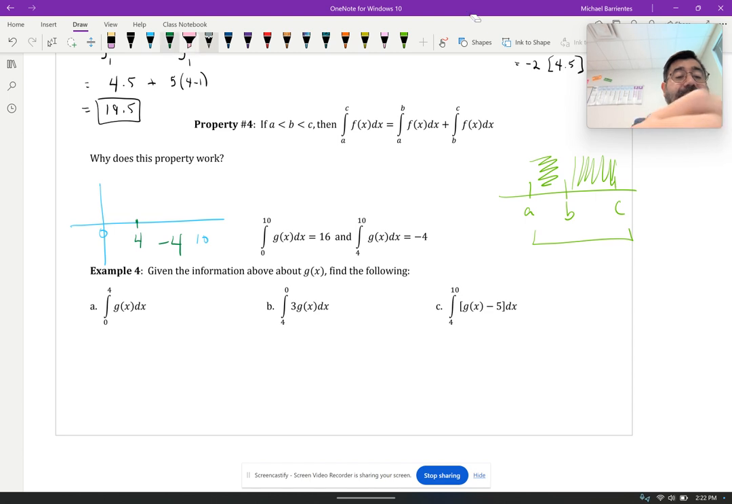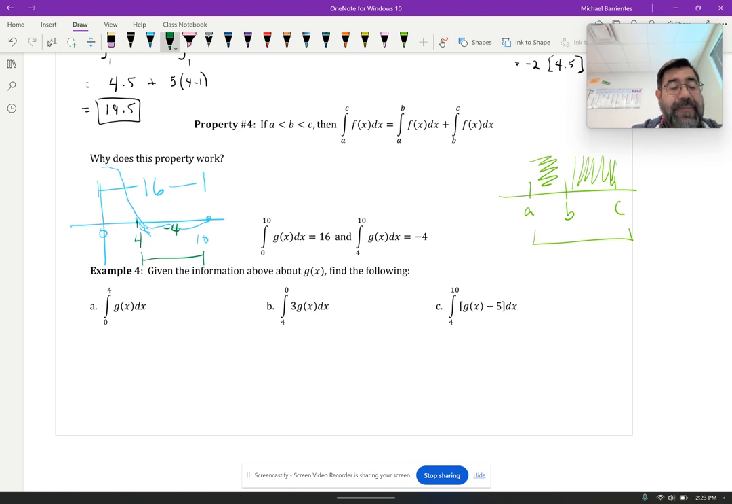So maybe this graph doesn't look like this. Maybe it looks like, I don't know, something like that. So the total is 16 from here to here. And then this area right here is negative 4 from 4 to 10. So the question is, how much is it from 0 to 4?